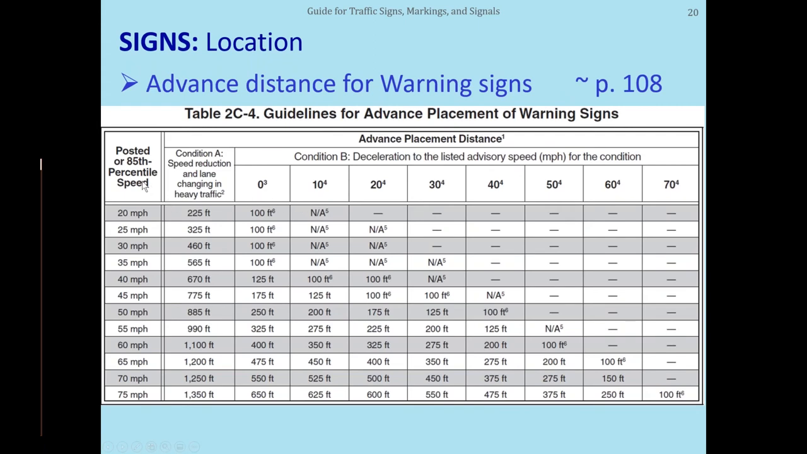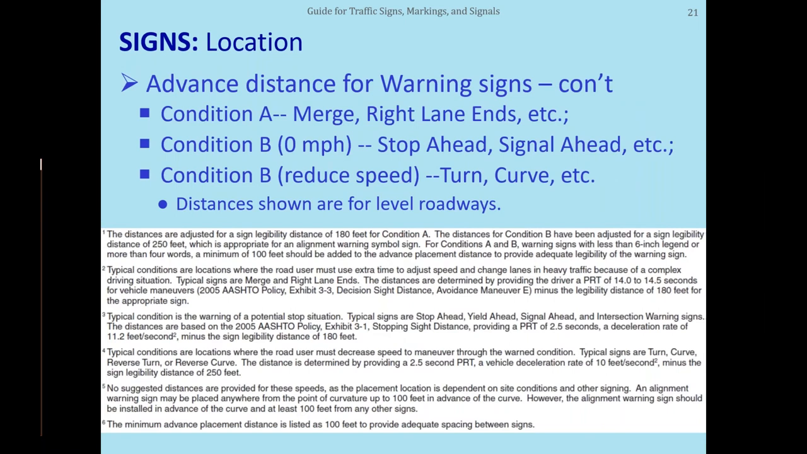Again, let's study the structure. So if the initial speed is one of these, you go down the column and find your initial speed, then you read in that row across, and depending upon whether you're a condition A or a condition B, and you find the proper speed you are decelerating to, the intersection of your specific row and your specific column tells you the distance in advance you need to place your warning sign.